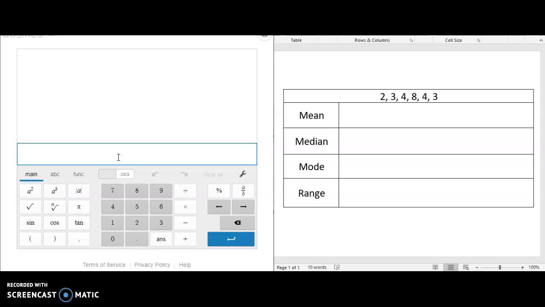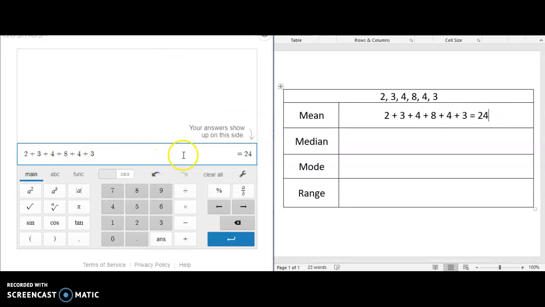Alright, so the first one we're going to do is mean. I have the set of data here: 2, 3, 4, 8, 4, 3. To find the mean, we have to add everything together, so 2 plus 3 plus 4 plus 8 plus 4 plus 3. I'm going to do that on Desmos because it makes the work so much easier. So we get 24 as our answer.